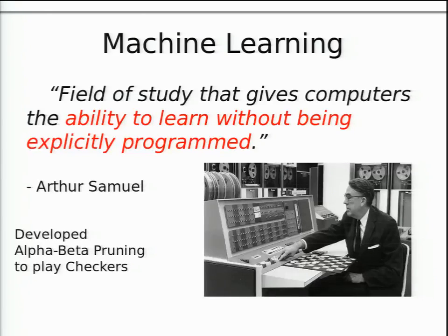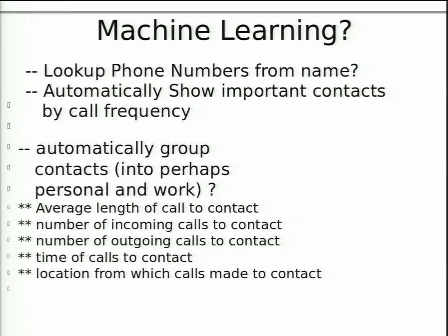I'm going to go with the standard Wikipedia definition here. Arthur Samuel, who was a pioneer in the area of artificial intelligence, gave this definition. Machine learning is the field of study that gives computers the ability to learn without being explicitly programmed. The ability to learn without being explicitly programmed. So what do I mean by this? Let's look at an example.